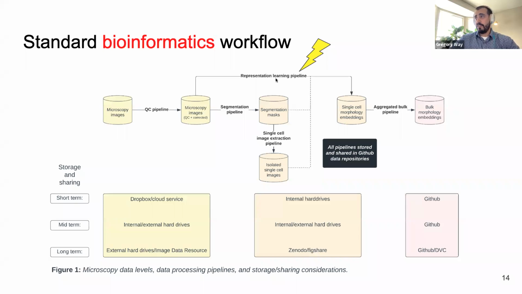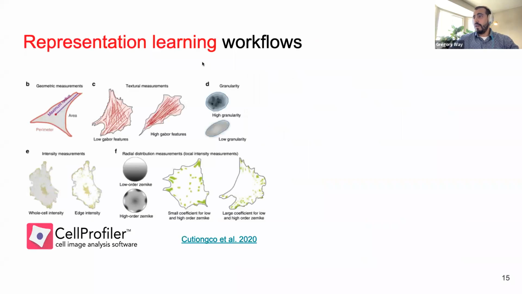So I'm going to talk more about this representation learning pipeline. I'm also going to talk more about this bulk pipeline. These two, I feel, are probably the most ripe for innovation. All of these others are more or less fixed in place, and there's still a lot of development that's going on. But my lab is most excited about these two bioinformatics pipelines.